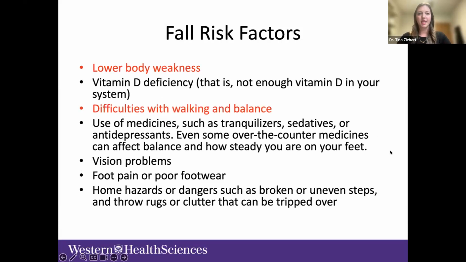And then, of course, pain. Some other fall risk factors, and I took this from the study website, but I wanted to highlight specifically lower body weakness as well as difficulties with walking and balance. And of course, I'm very excited about those risk factors because that's what my talk will be addressing. And so it's very clear that lower body weakness as well as difficulties with walking and balance are clear risk factors that we can address through exercise and physical activity.